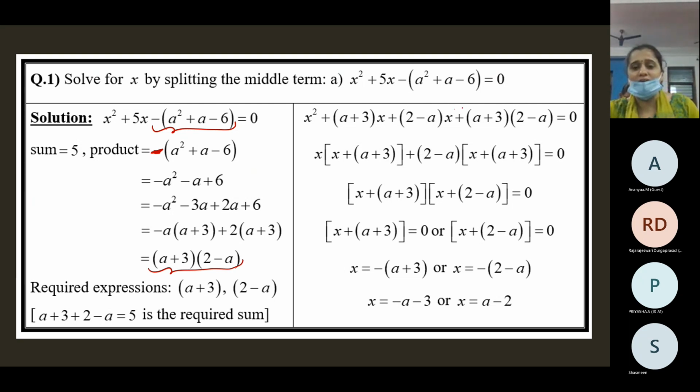So you shouldn't put another minus here. We've already considered the minus sign. So it'll be a plus here. It'll be a plus. So write the first term x square.